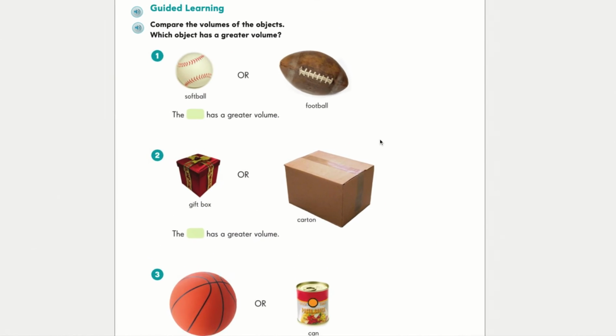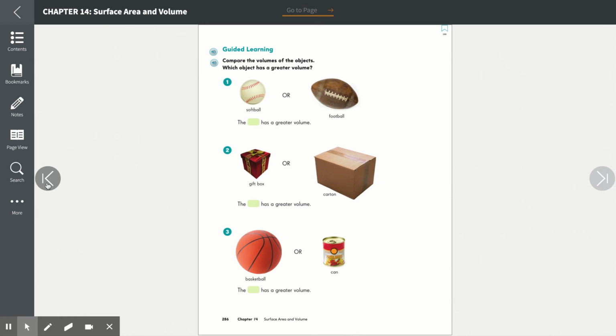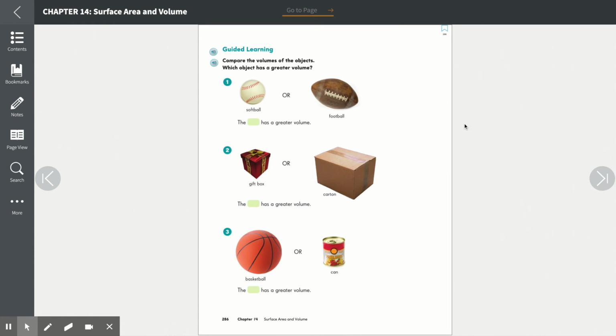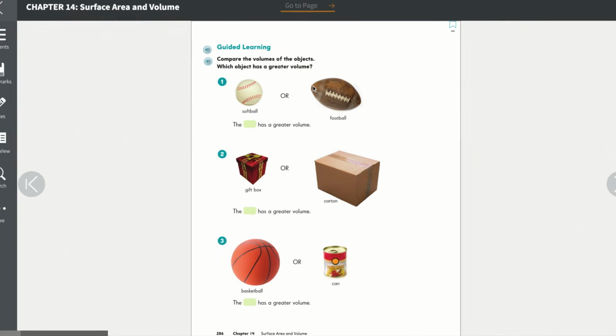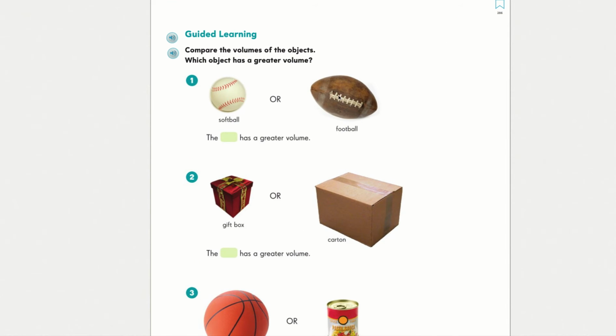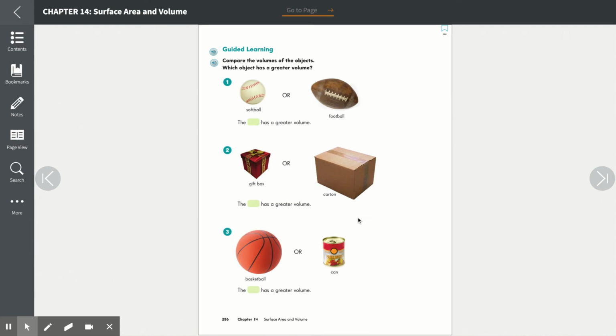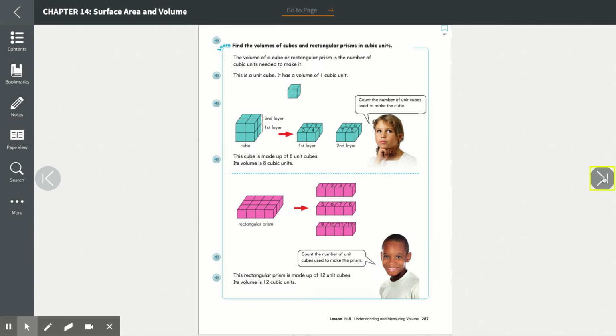So we're going to be comparing the volumes of the objects. Which one has the greater volume? Obviously, the football has a greater volume than the baseball. The carton has a greater volume than the gift box. And the basketball has the greater volume than the can.